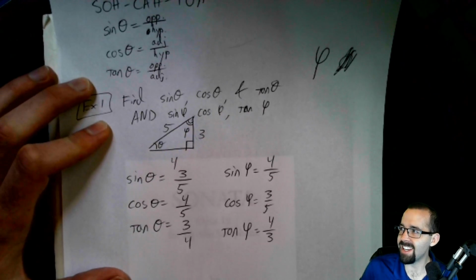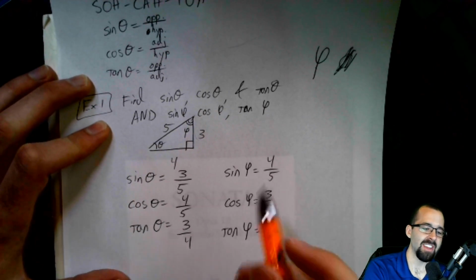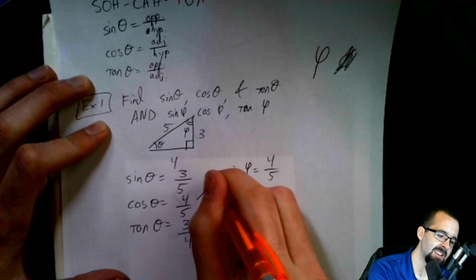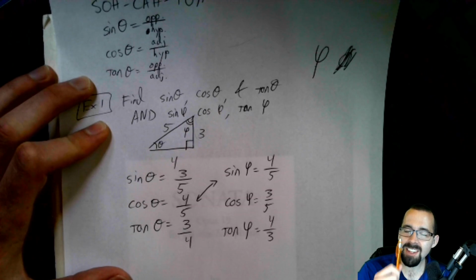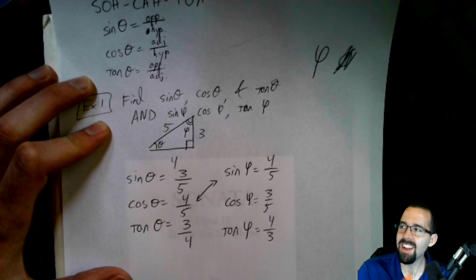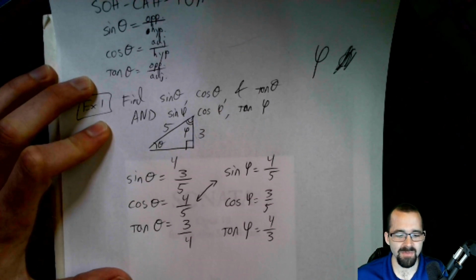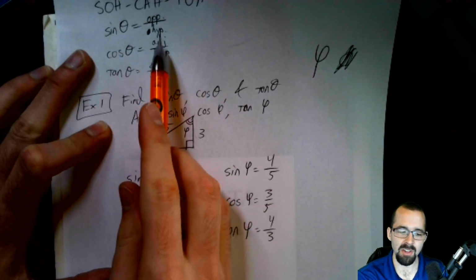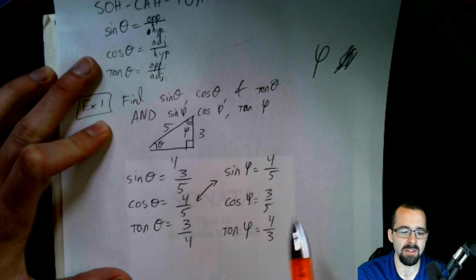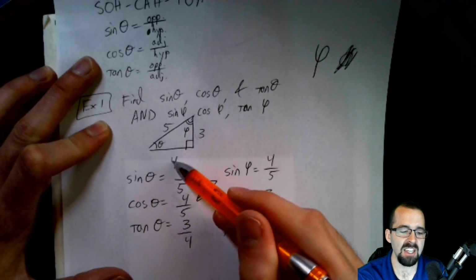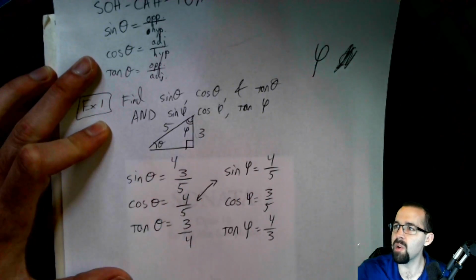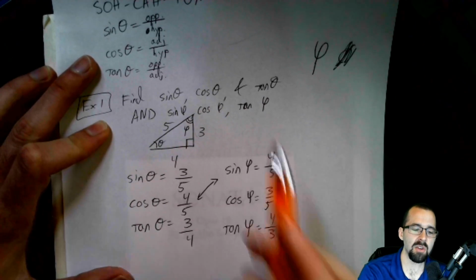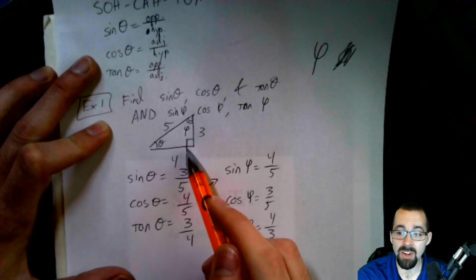There's a pattern right here, right? Is it a coincidence that sine of phi and cosine of theta are the same, or is there something deeper going on here? The answer is that it's not a coincidence at all. Because sine is opposite over hypotenuse, cosine is adjacent over hypotenuse. Well, the opposite side of phi is the same exact thing as the adjacent side of theta, and this will always be the same. These are what are known as complementary angles.